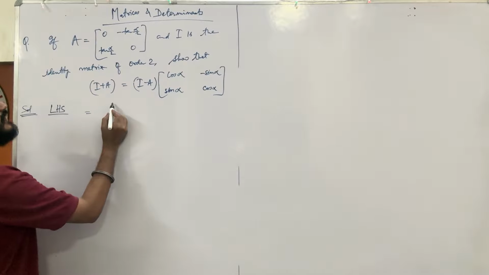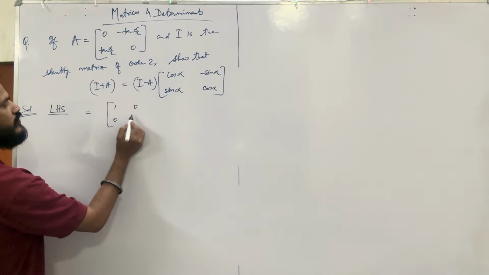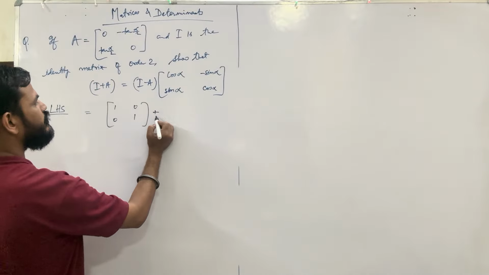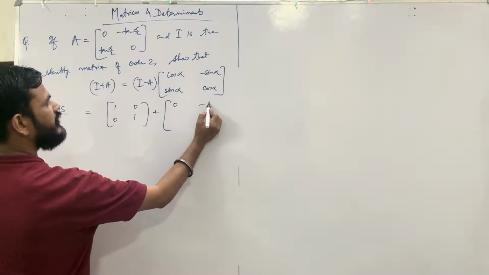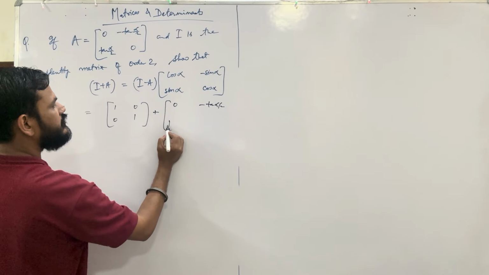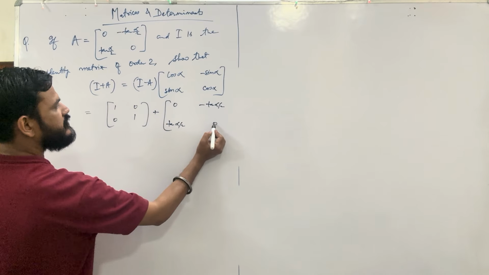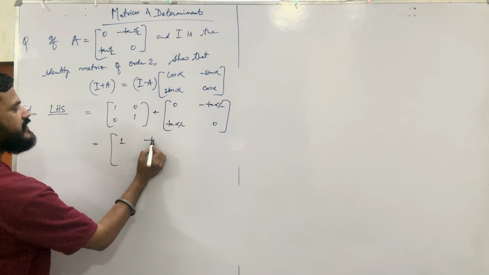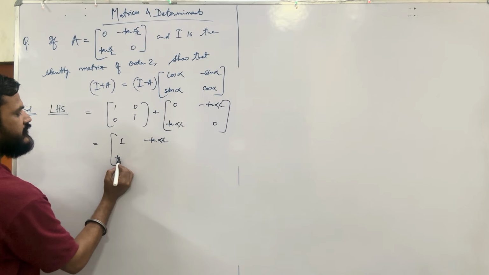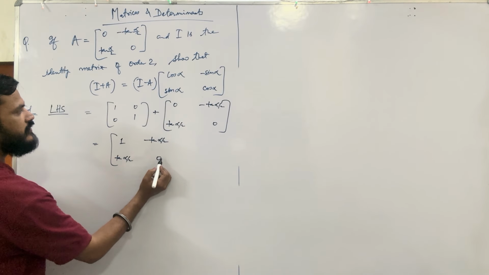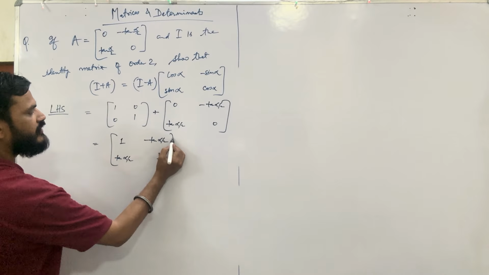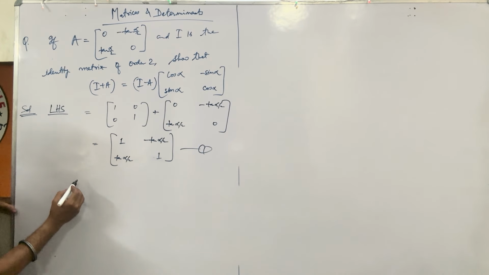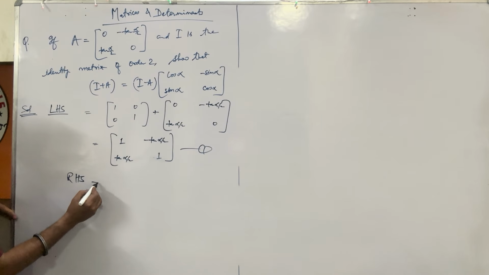So the left hand side is 1 minus tan alpha by 2, tan alpha by 2, 1. So this is our left hand side. Now we proceed to the right hand side.